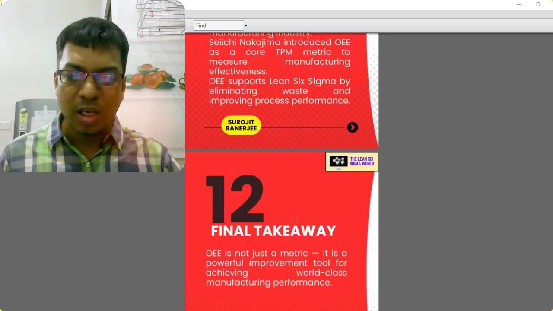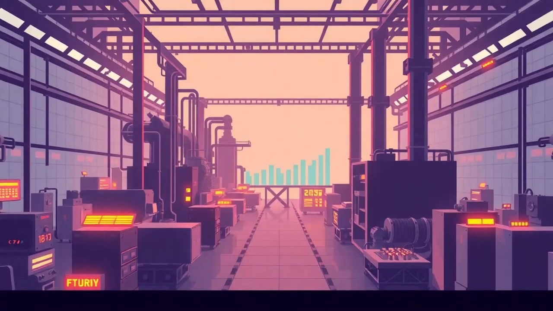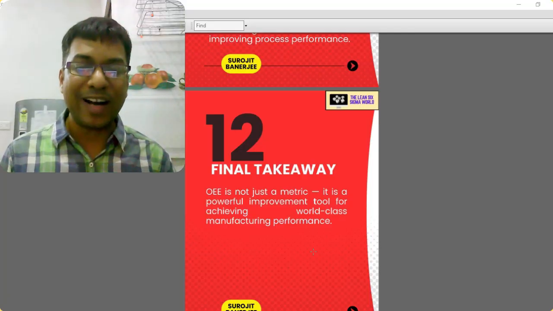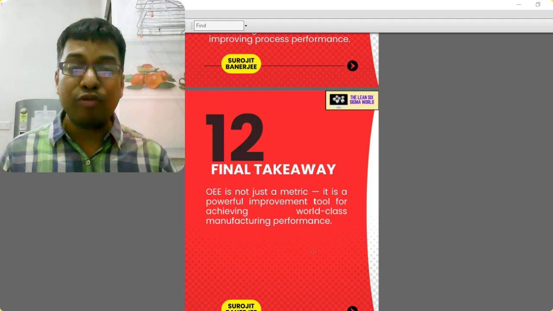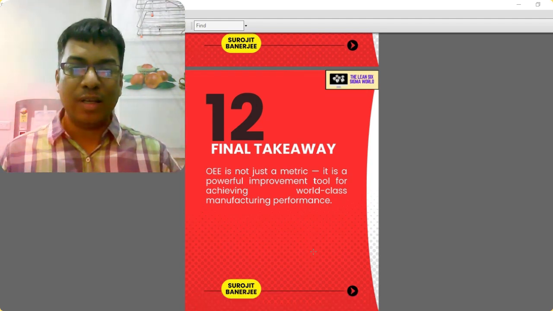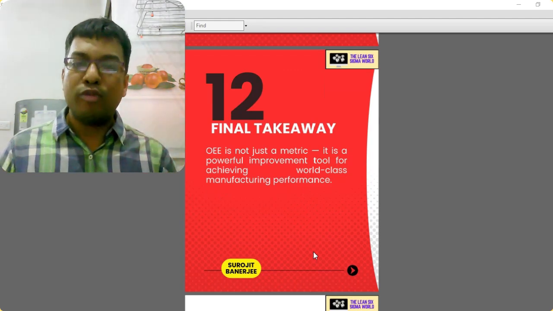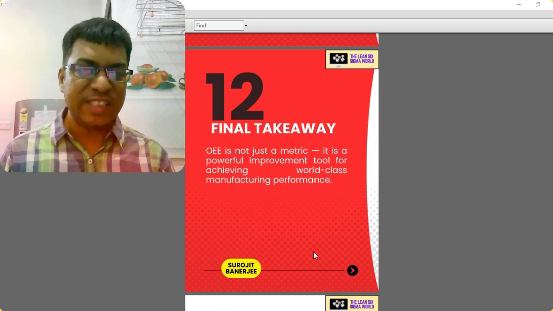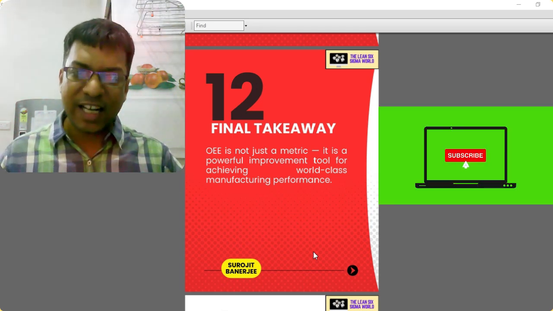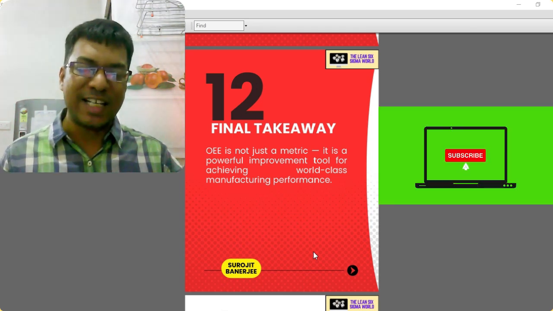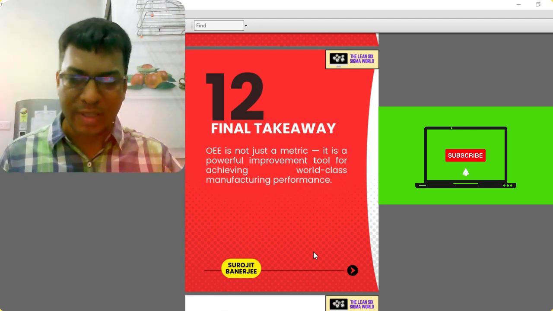Now, final takeaway: OEE is not just a metric. It is a powerful improvement tool for achieving world-class manufacturing performance, because it helps you find the hidden enemies that are restricting you from performing to your full potential, so that you can improve your performance, efficiency and productivity. That is basically done by OEE. So that is a key performance indicator for the manufacturing department.